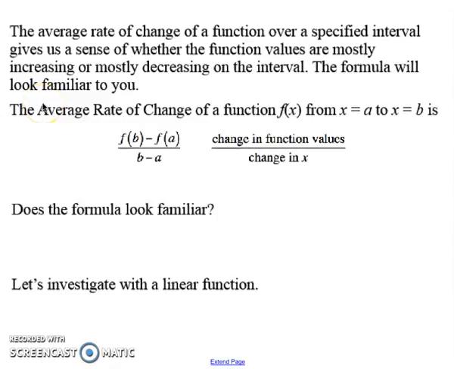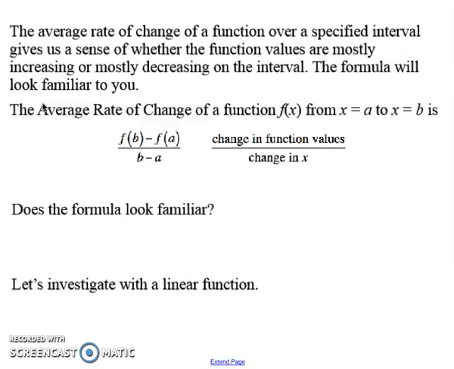All right, so the average rate of change of any given function just describes something that you should be familiar with called slope. It's talking about whether or not in this particular area of a function or area of a graph, is this increasing or decreasing? How fast is it increasing or how fast is it decreasing?